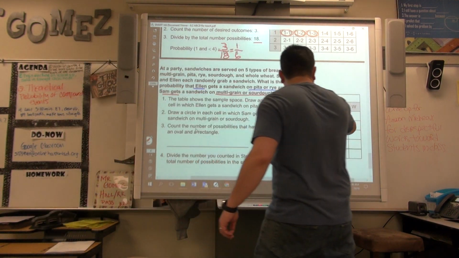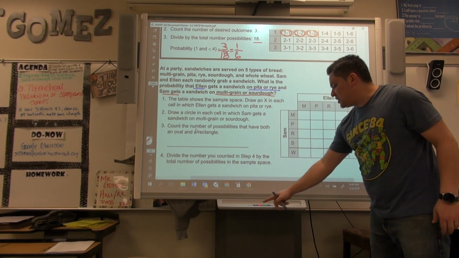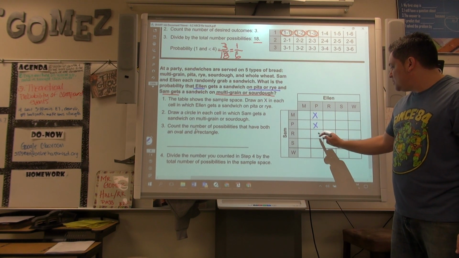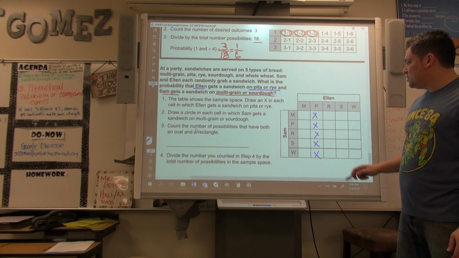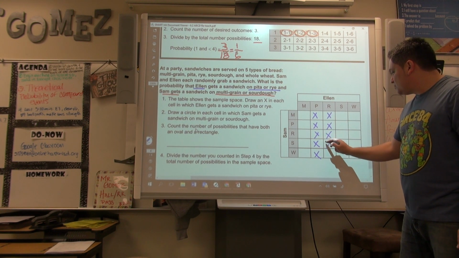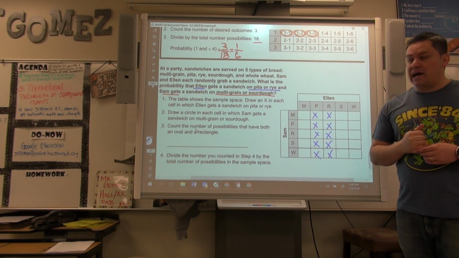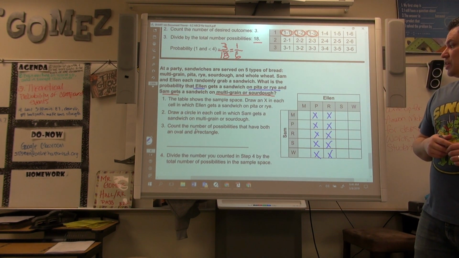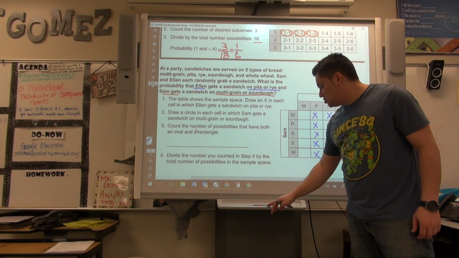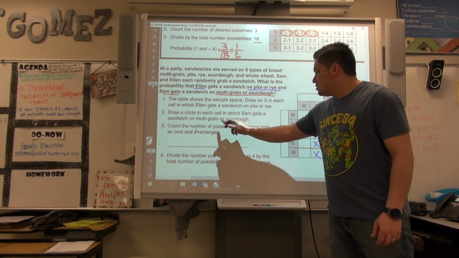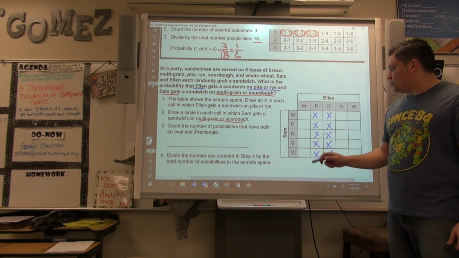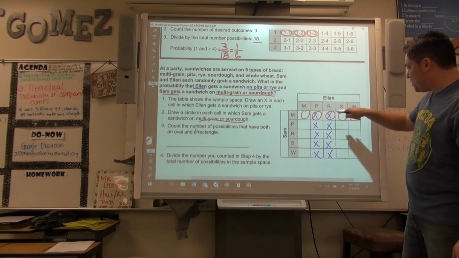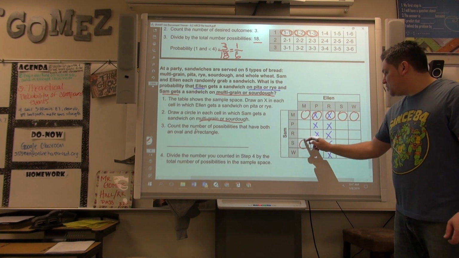So right here, we look at Ellen, and these are the columns for Ellen. We're going to draw an X, and we're doing it in blue. Pita, pita, pita, pita, pita, and rye. That's all the possibilities for Ellen, right? And it says, draw a circle in each cell in which Sam gets a sandwich on multigrain or sourdough. So we're going to draw a circle. Multigrain across the row, remember, he's in rows. And for sourdough, it's right here.